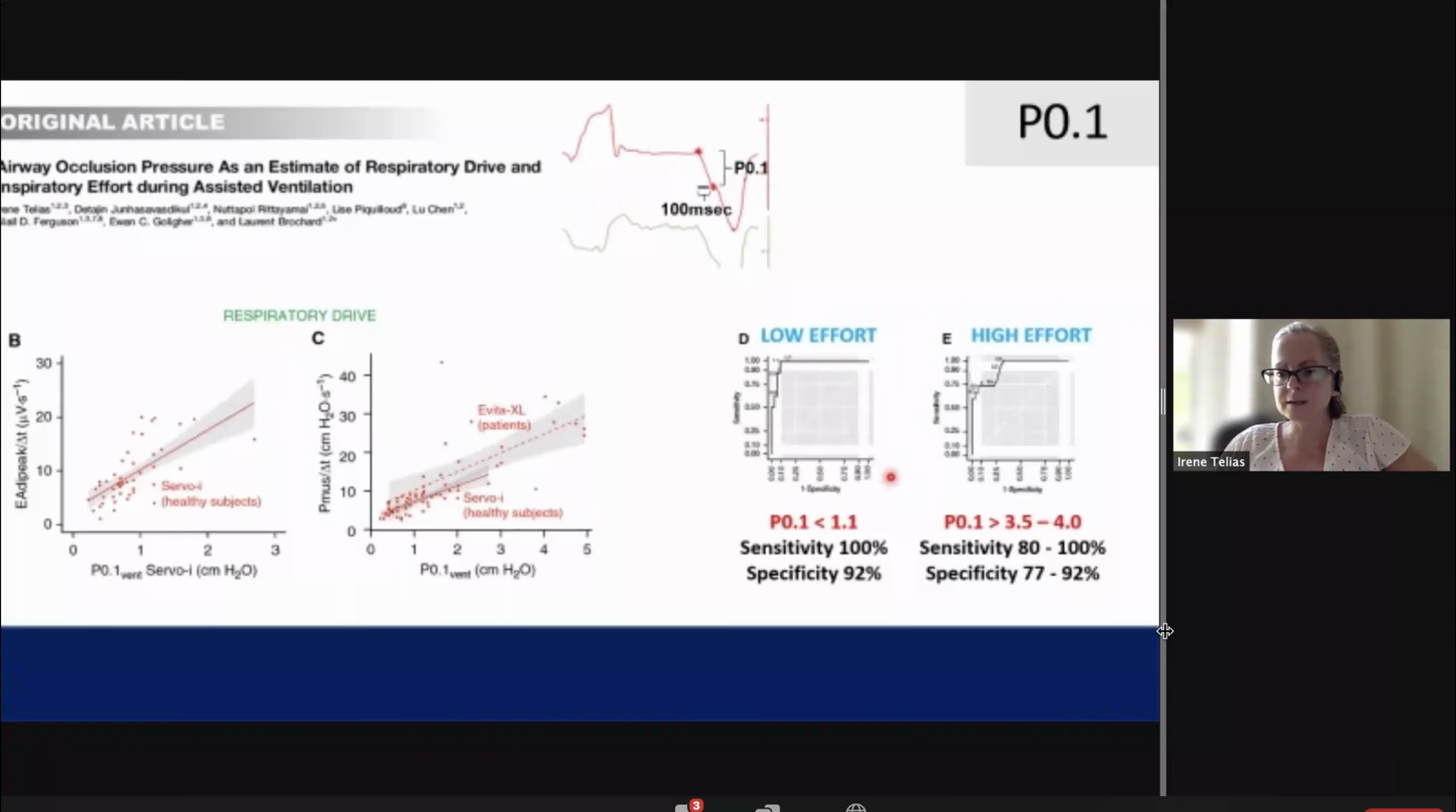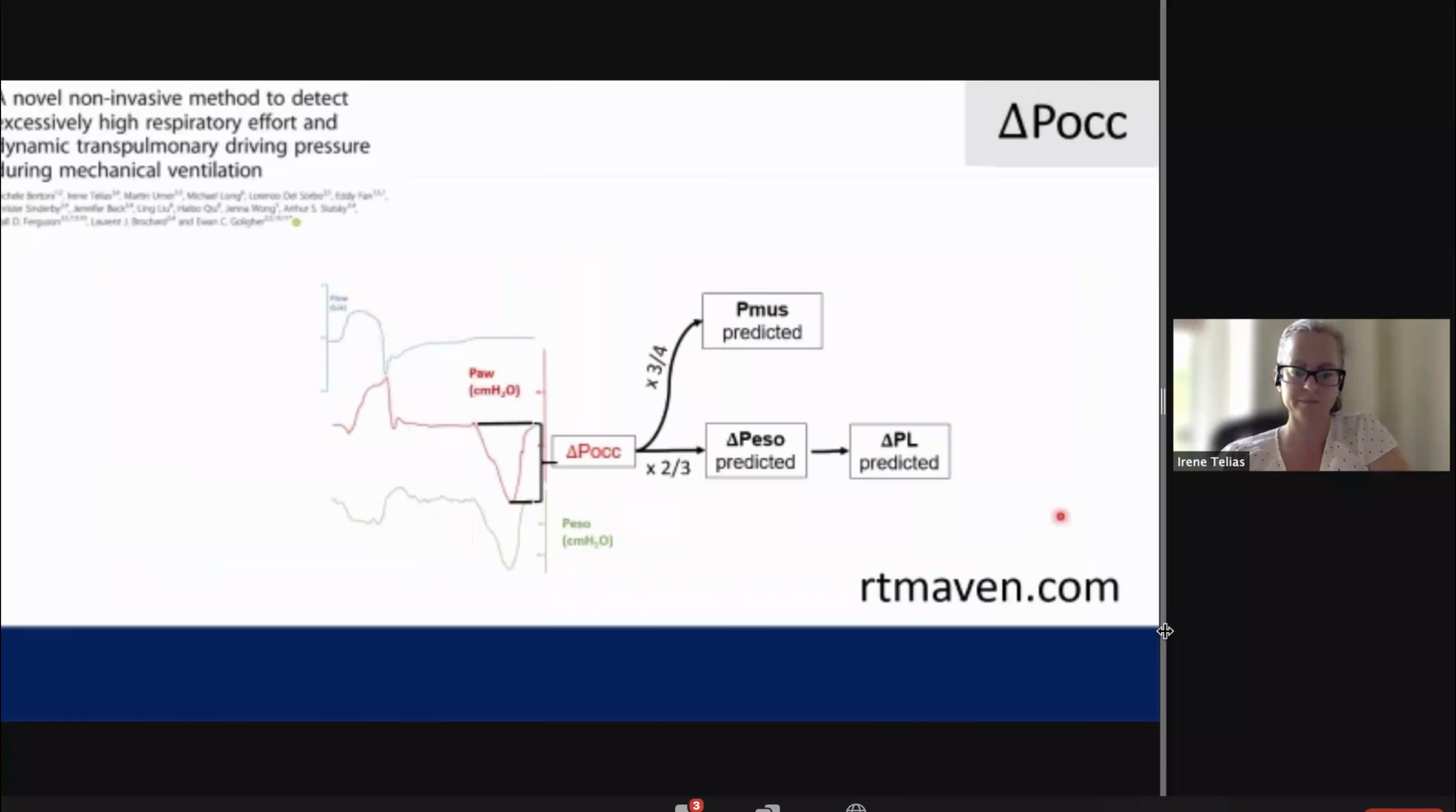The other thing that we validated is that we can have specific thresholds to detect excessively low inspiratory effort and excessively high inspiratory effort, regardless of patient's respiratory muscle capacity. Okay, so if P.1 is lower than 1.1, we're very sure that that patient's effort is low. And if it's higher than 3.5 to 4, then we know that it's too high.